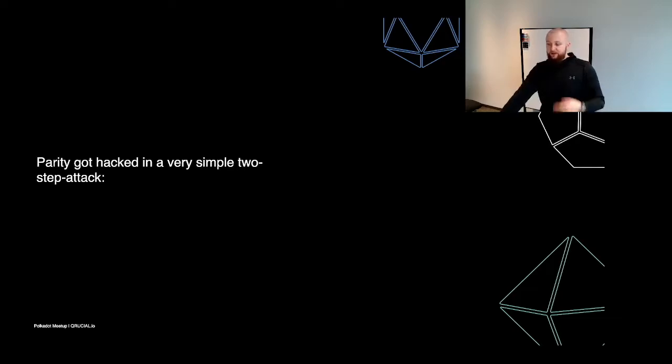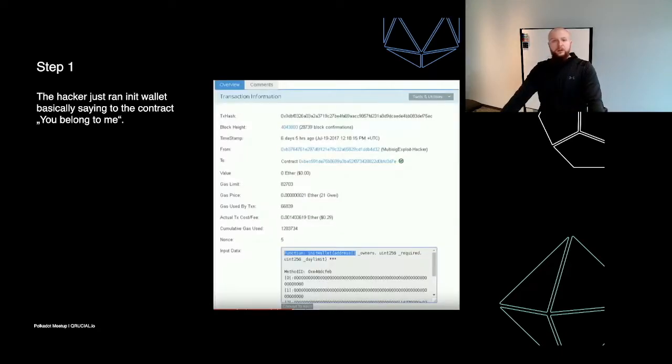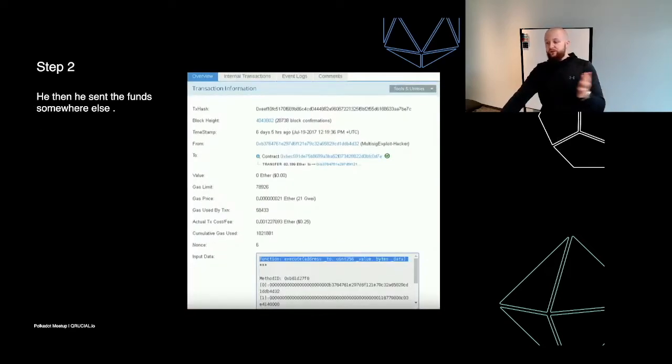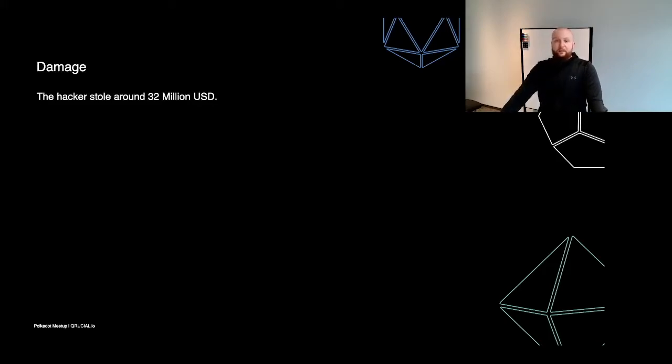And in fact, Parity got hacked by a very simple two-step attack. First of all, the hacker ran the init wallet function, basically saying to the contract, you belong to me, and then he transferred the funds to somewhere else. The damage was around $32 million. Is that impressive?